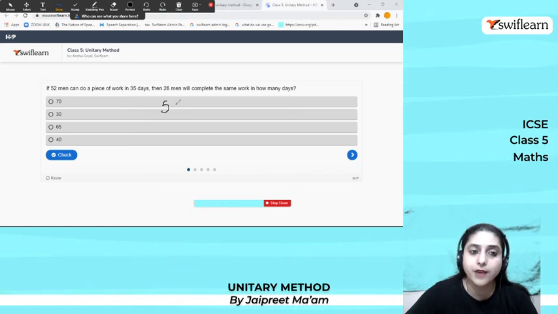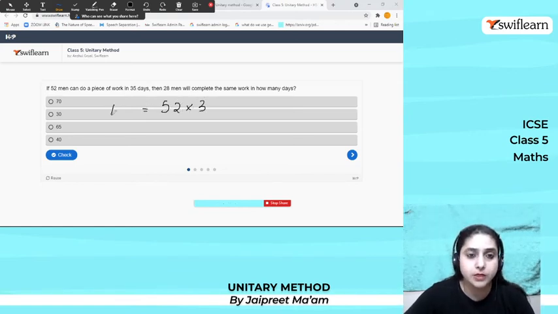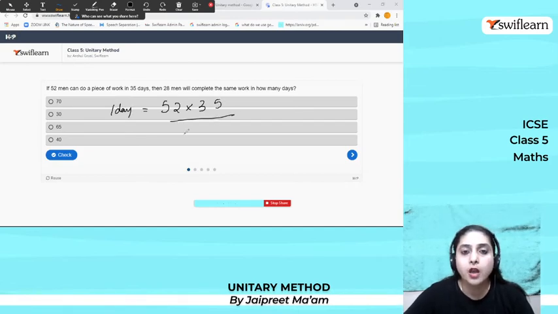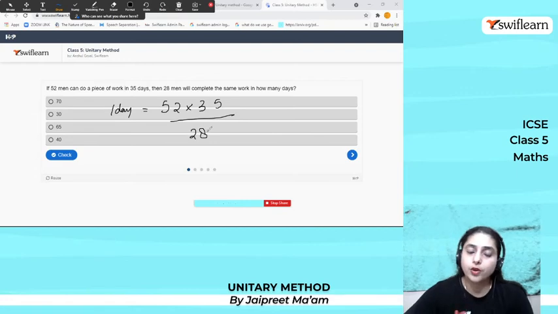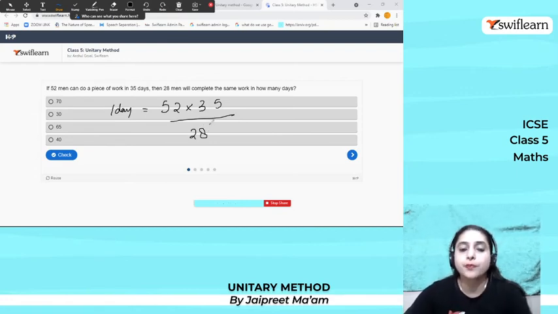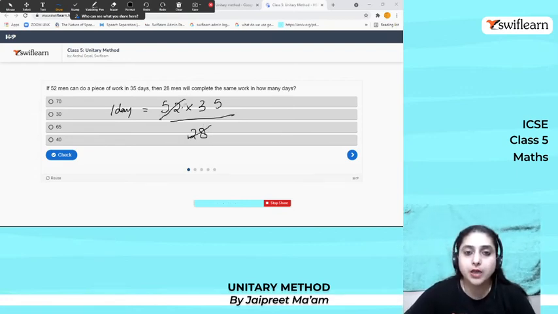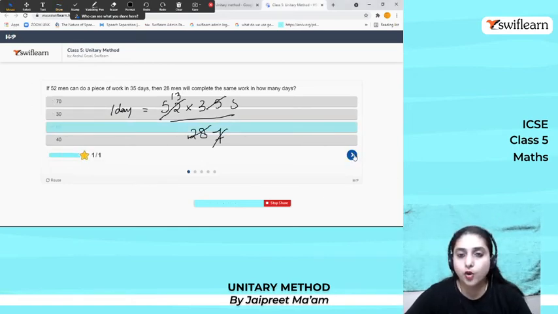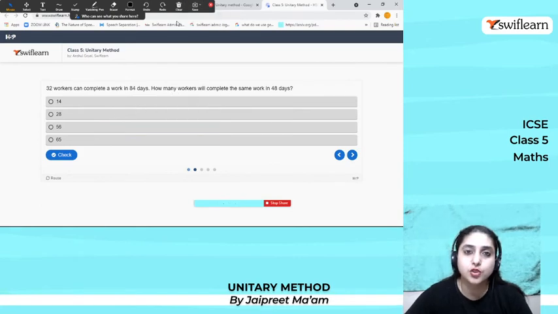So first we will find for 1 day. Okay. So it will be 50 times 35. And for 20 men we will divide by 20. So it will be 5 times 5 and 5 times 7, 7 times 5. 5 times 7 is equal to 35. Oh, it's correct. So we got 1 star. Let's move to the next question.